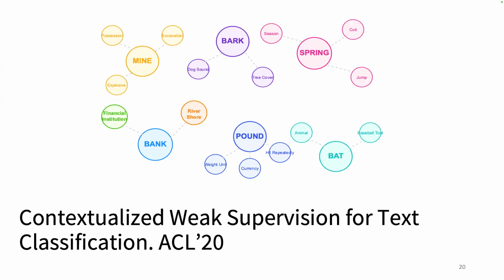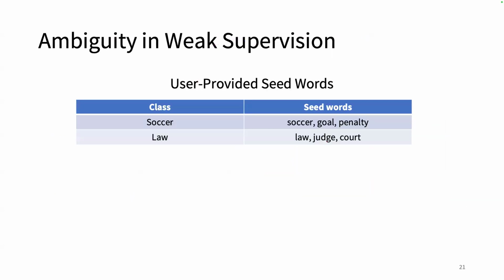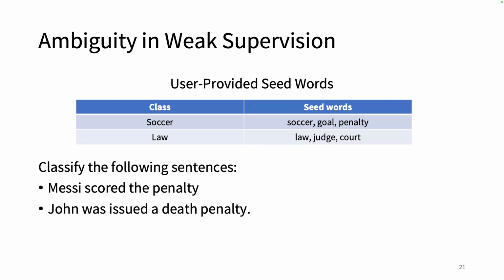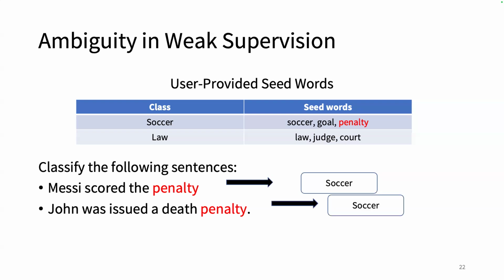First, I'll start with contextualized weak supervision for text classification. If we consider seed word-based supervision, let's say we have 2 classes, soccer and law. For soccer, we have these seed words, and for law, we have judge and court. Consider the following 2 sentences and classify them based on the seed word information I provided above. Here, we see penalty in both, whereas penalty is associated with soccer. So we might annotate the first one as soccer and the second one as soccer as well, which is wrong, because penalty in both sentences means something completely different.